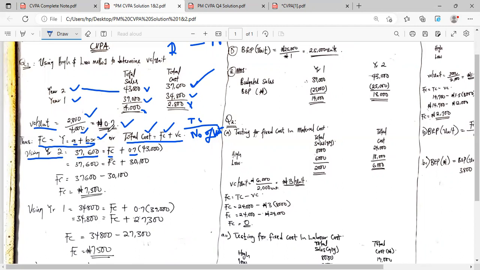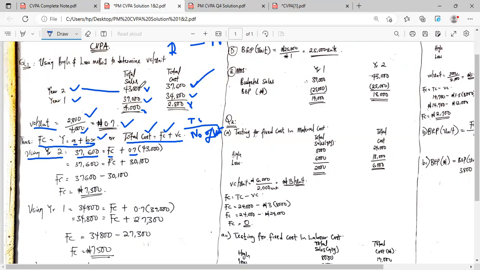So what is my variable cost per unit? We have gotten it here, 0.7. That's what I did here, 0.7. Are you getting it now? Then what is my X, which is the total number of units I produce? My X is 43,000. Why? I'm looking at year 2 data. So my X, which is my total number of units produced, is 43,000.